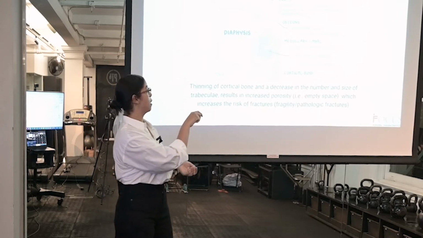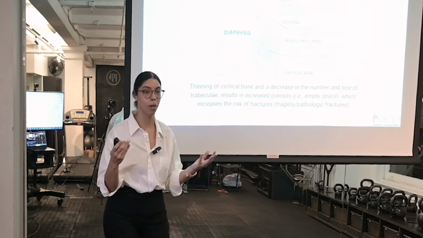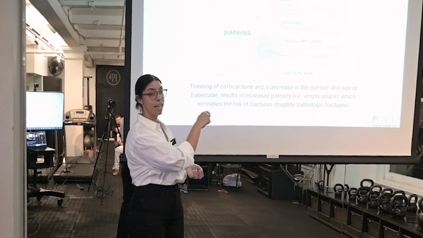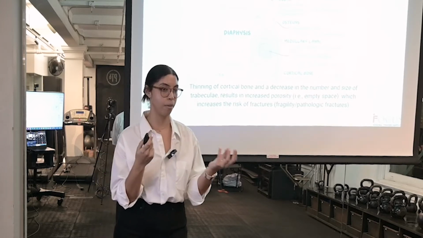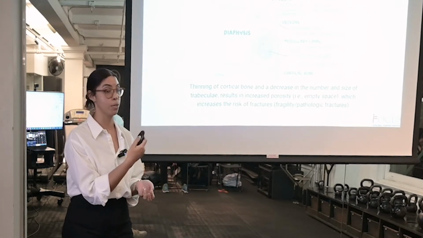So again, what's going to happen? This is going to be thinner, and cortical bone is supposed to be the strong bone, so we have a thinning of this, and this is going to increase in size, and those spaces, that's what's going to give the porous look of the bone, and that's why it's going to be weak and prone to fractures.